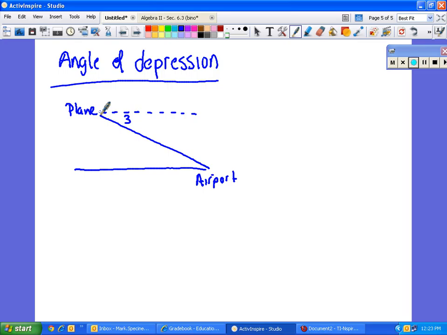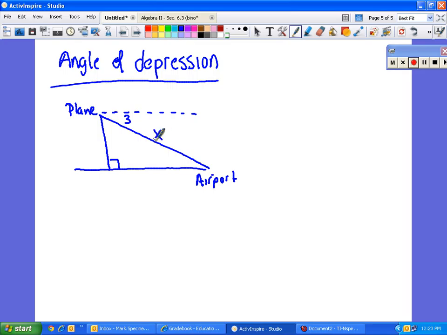Okay, so this is what the picture looks like. What you want to do is make a triangle. So you're going to draw a line here and make a triangle. This is a right triangle. So we need a couple of pieces. Well, we want to know how far the plane is from the airport. So this is what we're going to be solving for.